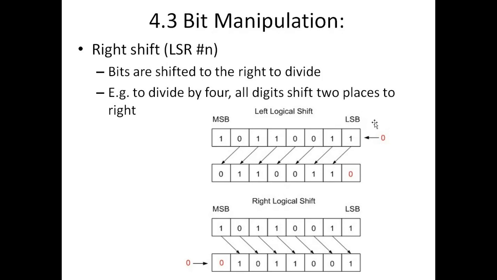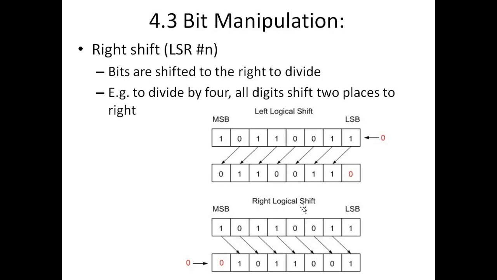10110011. This is the least significant bit. The most right bit is known as least significant, and the most left bit is known as most significant bit. When you perform a left logical shift, the most significant bit is discarded. And this one is discarded. This one comes over here. This comes over here. This comes over here. And the empty place is filled with a 0.